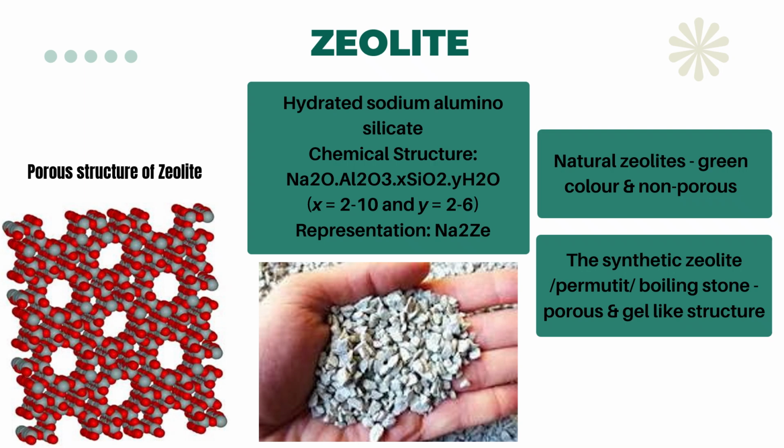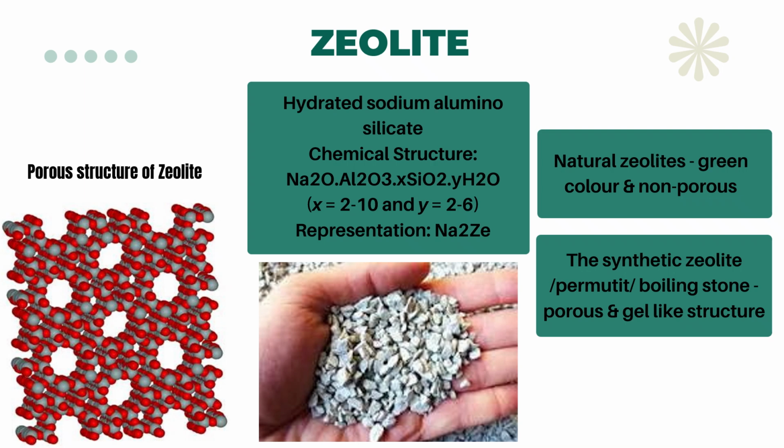Zeolites are naturally occurring minerals under the earth. It is a hydrated sodium aluminosilicate. Its chemical formula is Na2O, Al2O3, x SiO2, y H2O. In this chemical form, the silica composition x varies from 2 to 10, and the water composition y varies from 2 to 6. It is generally represented by Na2Ze. It has loosely bound sodium ions in its structure and is capable of exchanging reversibly its sodium ions for hardness producing ions like calcium and magnesium in water.